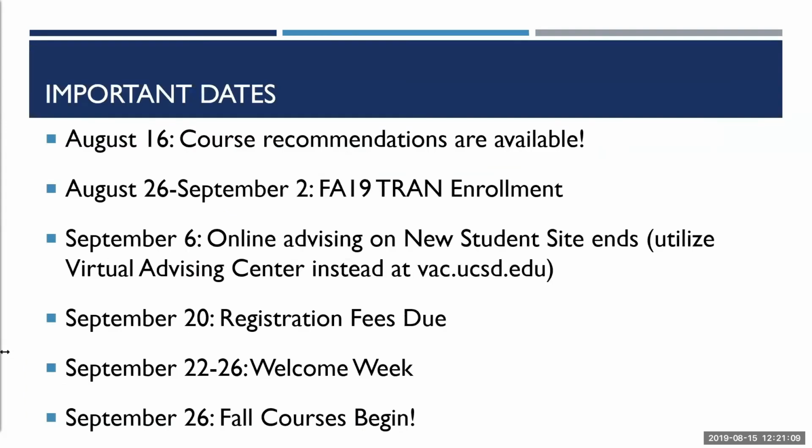Here are some important dates to keep in mind. Course recommendations from your college academic advising office will be available August 16th. New student enrollment will happen during August 26th until September 2nd, depending on when your appointment time is. September 6th is when online academic advising on the new student site will end. You'll then be able to use the Virtual Advising Center, known as the VAC, to ask online questions during the rest of your time at UCSD.